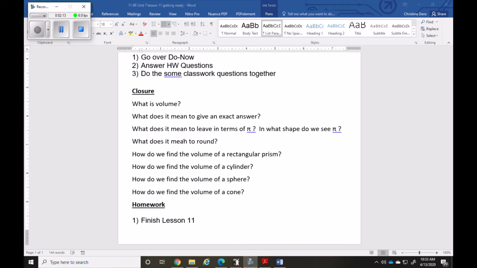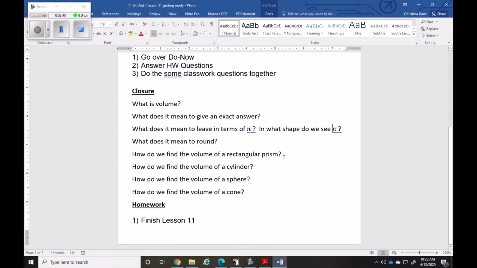And that's what this third question is. What does it mean to leave in terms of pi? Remember, it really means that we'll see that pi symbol in our answer. And the shapes that we see pi in are anything that is circular. And to round, of course, means to round to the nearest tenth, hundredth, thousandth, wherever it asked you to. Typically, wherever we're rounding to, if the number after it is greater than 5, we round up.